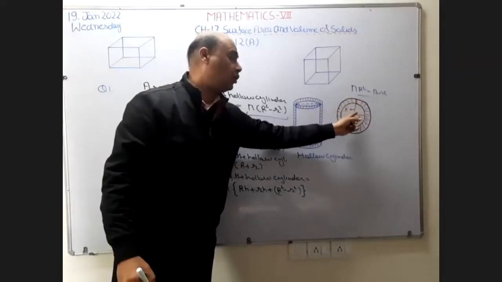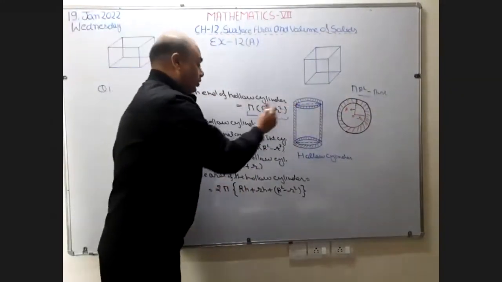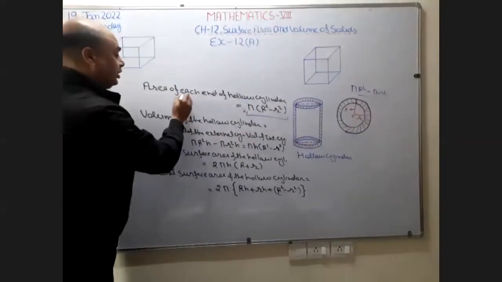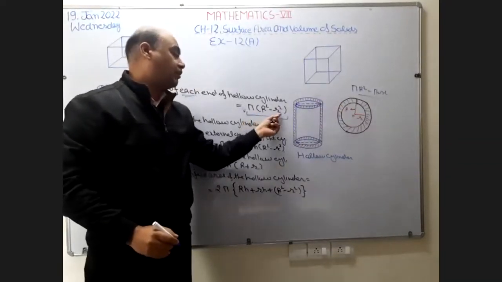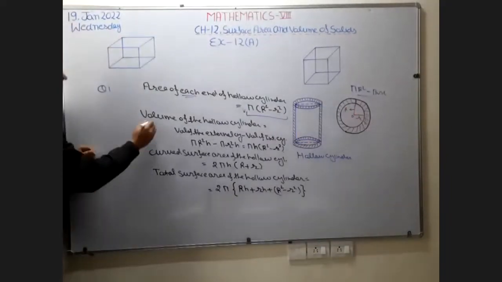This is the one end of the hollow cylinder. So each end means two ends are there. When you want the total area, this is going to be multiplied by 2. But in this case, I wrote here each. Each means only one end. So the area of one end is pi into capital R square minus small r square. Okay. Now check what is written.